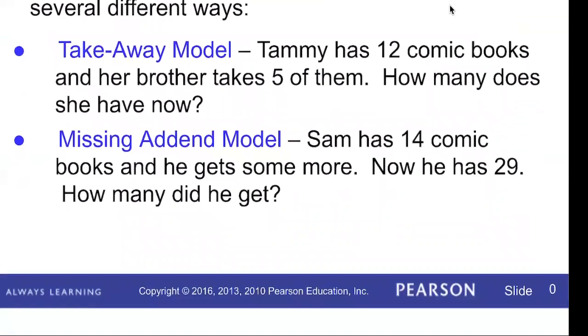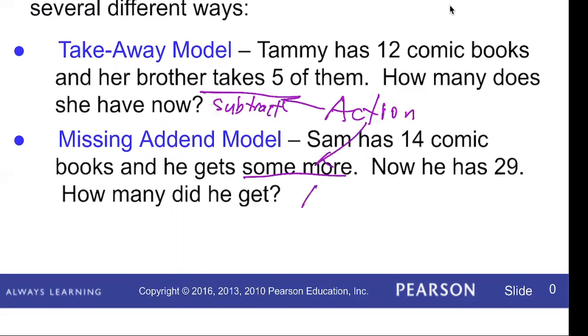I just kind of did examples of these anyway, but look at the action. Your brother takes 5 of them. Yeah, that's a takeaway problem. Now he gets some more. So the action is very different in these two. This one leads to subtraction. This got more. Well, you're getting something. That's addition. And kids tend to follow the action.